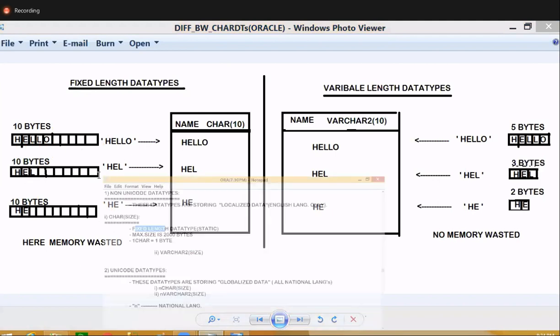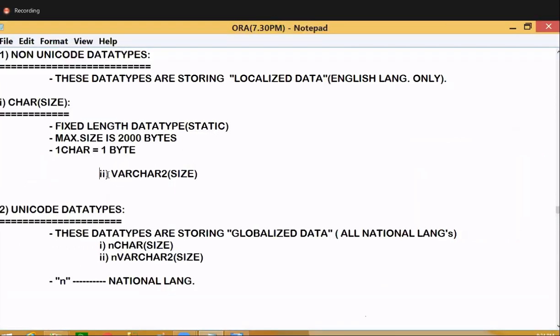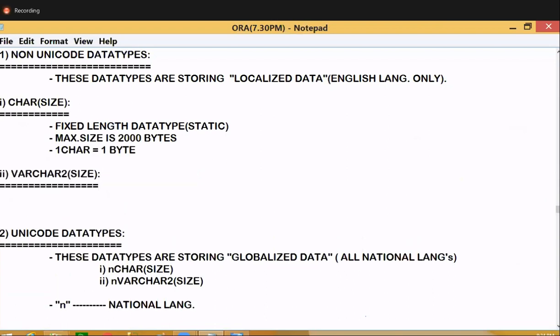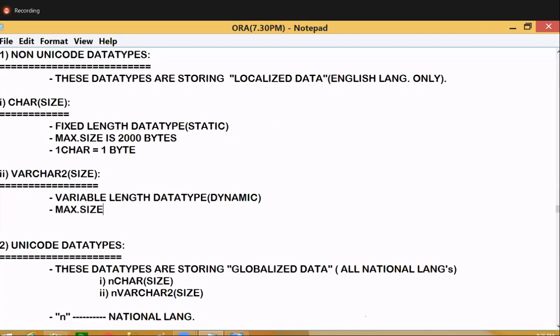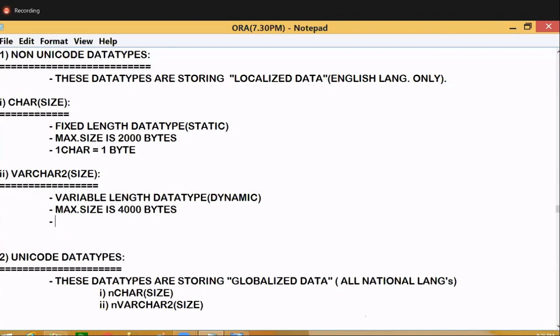To overcome this problem, the next data type was introduced: varchar2 of size. Varchar2 is a variable length data type, which we call dynamic. Here the maximum size is 4000 bytes, and here also every one character is equal to 1 byte.